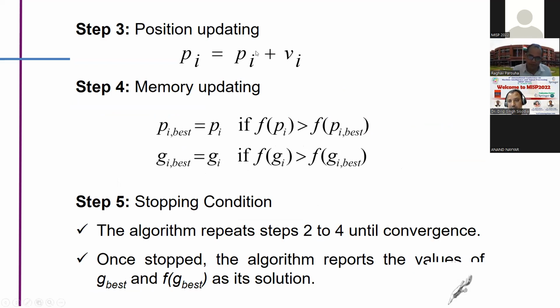There is also the memory update, where we update P best and G best according to the function value. If the function value in the next iteration is better than the previous one, then we update Pi best. Similarly for global best. The last step is the stopping condition. If you reach the optimal solution according to your stopping criteria, like function evaluations or iterations, then you check accordingly and report the optimal result.